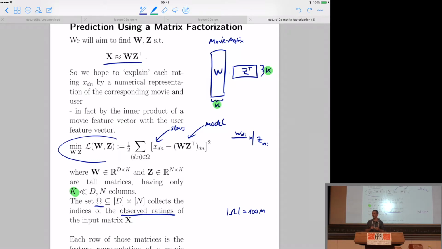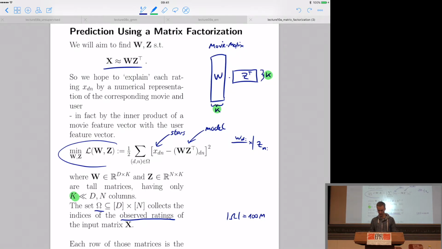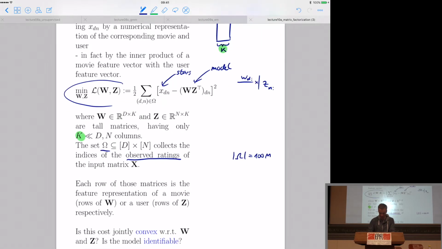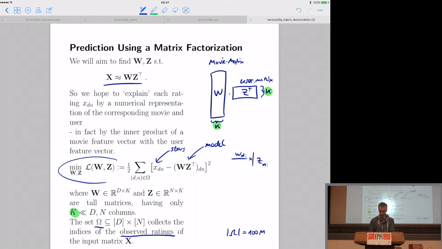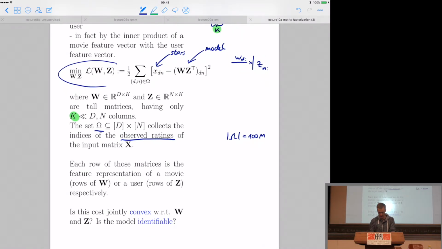Linear was even simpler. The linear model was convex. This one now has a product of two things, but that's the next step we can do, and this works really well. We just have to discuss now how this thing can be optimized. How do we find the W and Z matrices? How do we find the movie matrix and the user matrix? Sorry for the writing. Okay, but the interpretation is clear. So the model is simple.